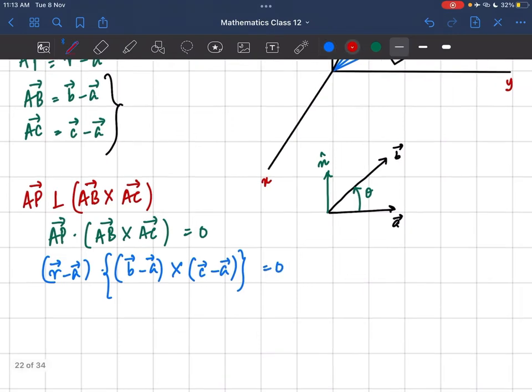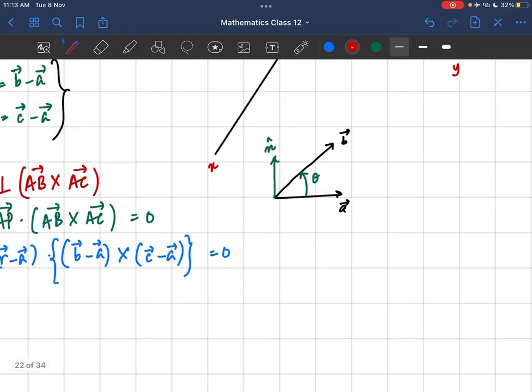So this is known as the vector equation of the plane. So that's how we find the vector equation of the plane.